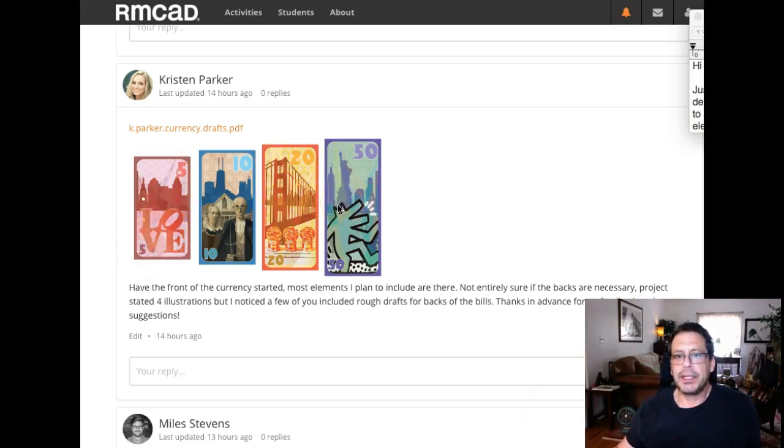Really smart idea to add these patterns to the background because that shows that you understand that you've done your research. And one of the things that they continuously talk about over and over in currency design is making it difficult to recreate or to counterfeit. So these patterns really are smart.